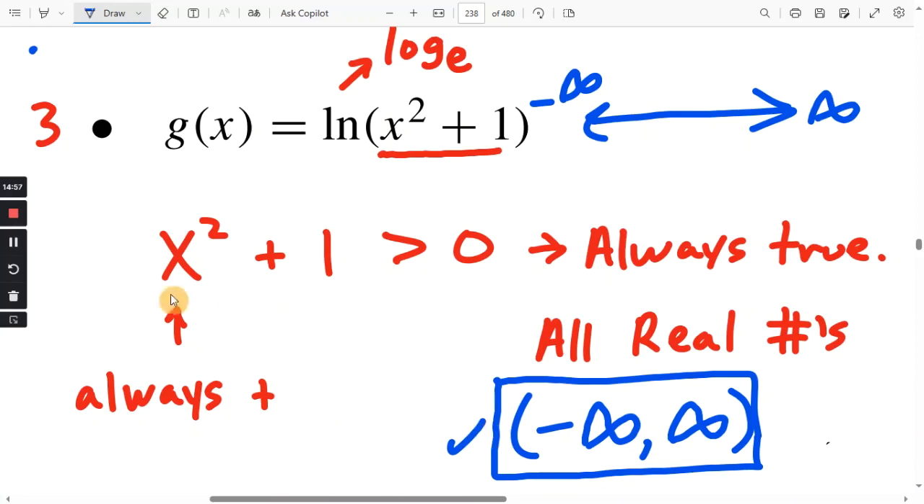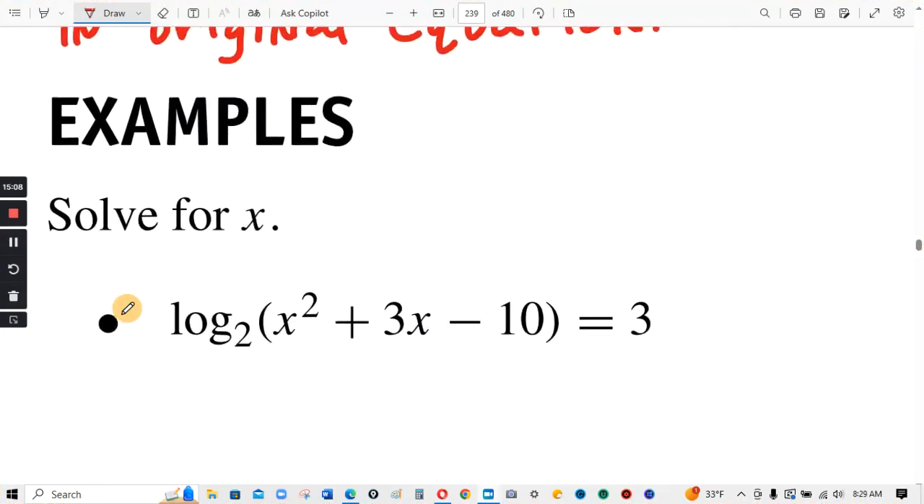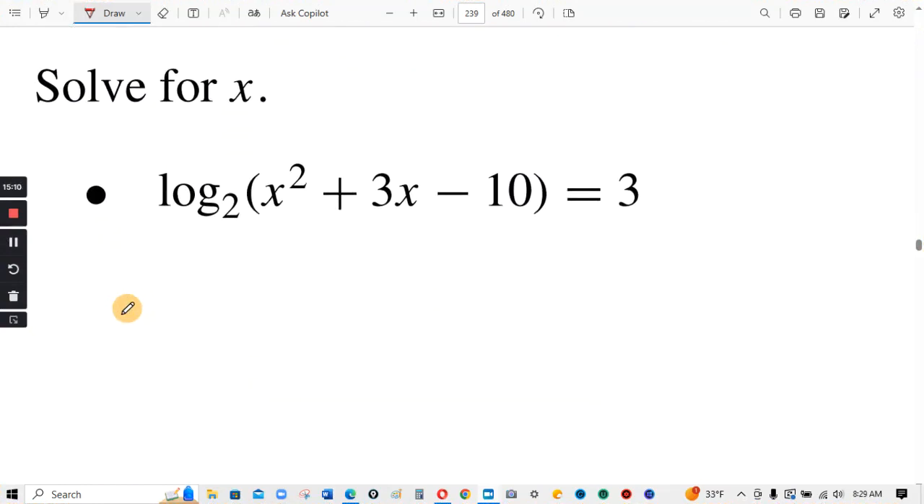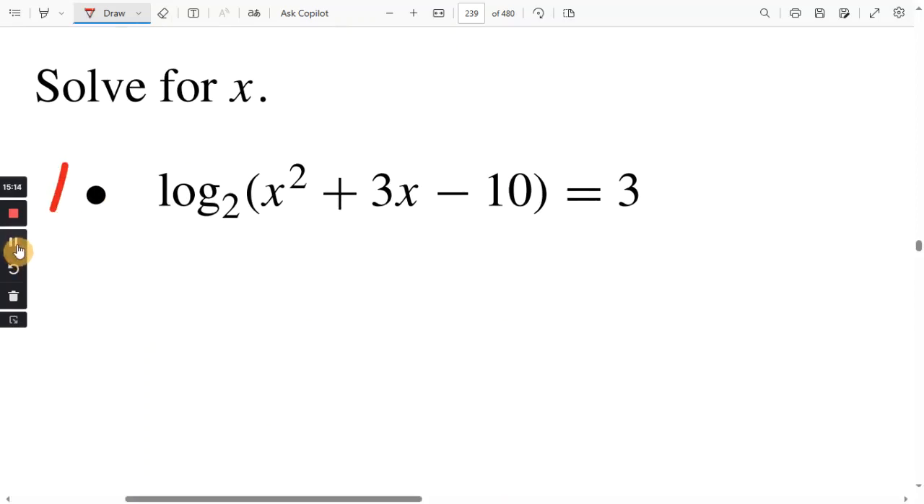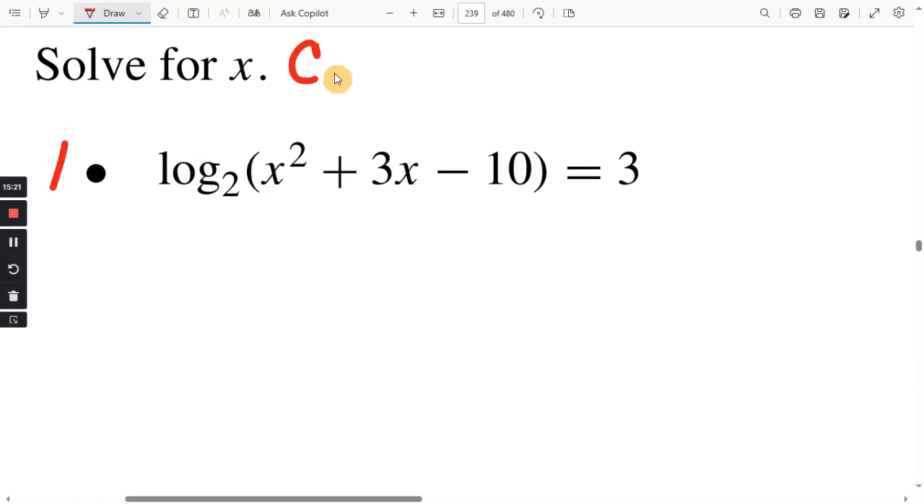All right, so in these examples, you must check the solutions in the original equation. You'll see what I mean by that in a minute. Anyhow, in this equation, we're going to solve for x. Let's call this example 1. Here we want to solve for x. What I'm going to do is convert this to an exponential equation.